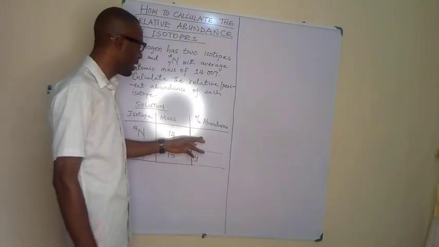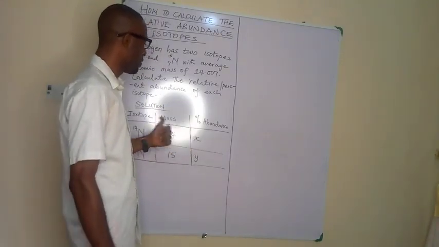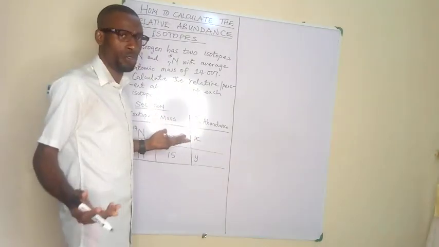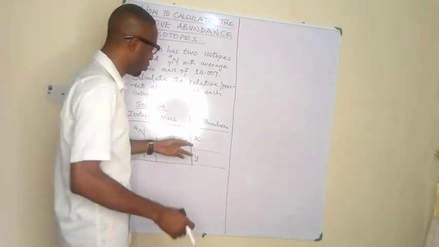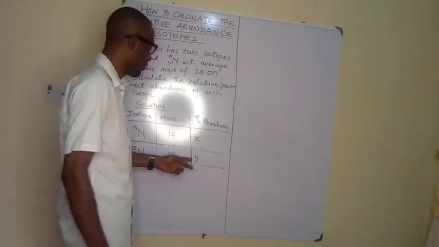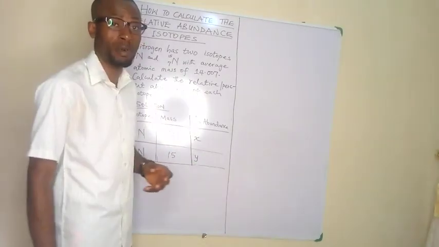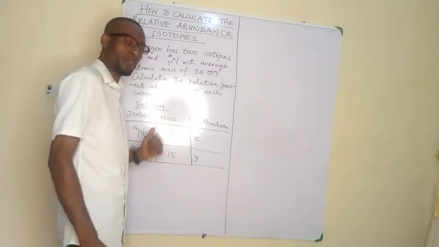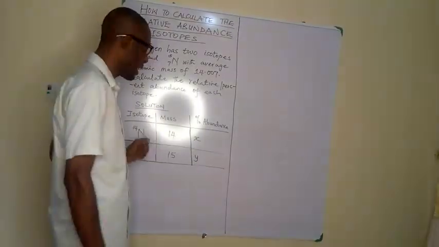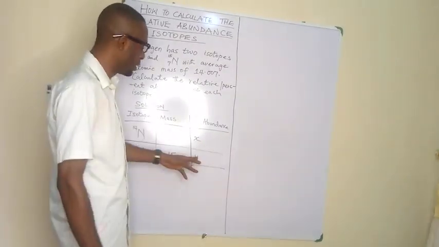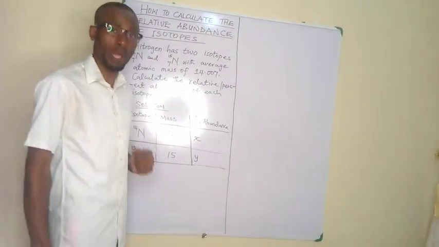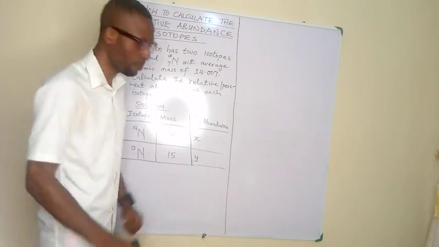Of course here is percentage abundance of the first isotope. We don't know it, that's what we're supposed to find. So we represent the unknown with X. And of course we don't know the percentage abundance of the second isotope, N15. So in this case, we represent it as Y as well, showing that it is unknown.